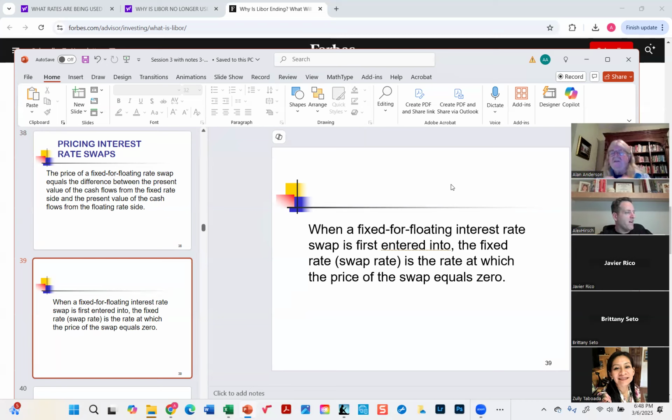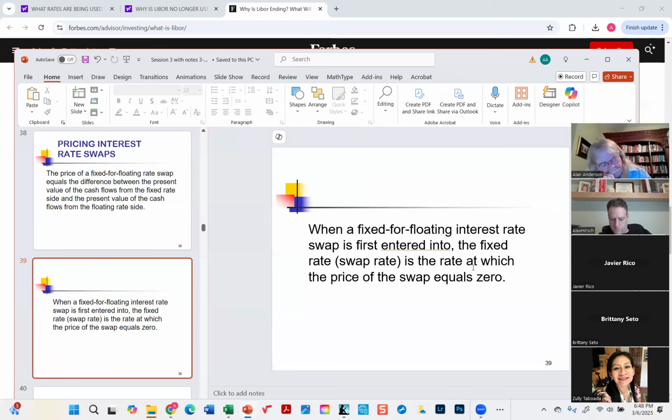By the way, I just want to mention this before we get to that point, but you'll see later on in this chapter, they're going to tell us that we could think of an interest rate swap as either an exchange of bonds or an exchange of forward contracts. So when we first enter into this contract, the net value is the same for both counterparties.